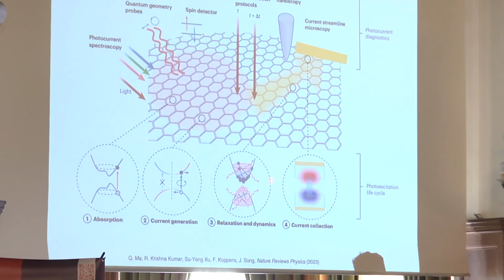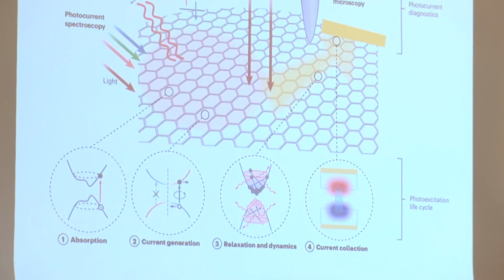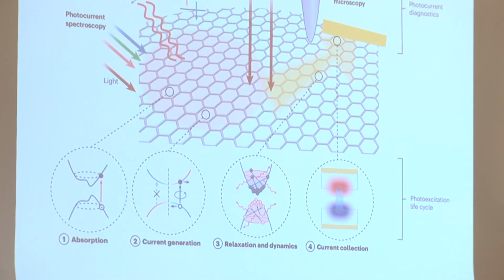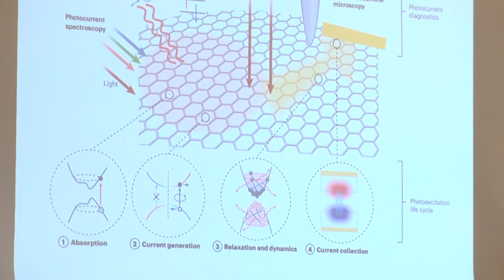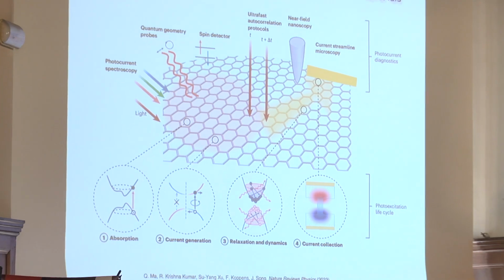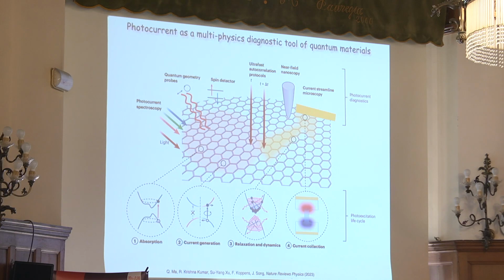You can also learn about dynamics in the system if you do this time resolved: relaxation dynamics, dynamics of how carriers move in the system. And then by making spatial maps, you can also learn about spatial profiles in the system through the current collection behavior. So all of the steps in a photocurrent generation mechanism are interesting and relevant. It makes interpretation of your data sometimes challenging, so you really need to think about which of these aspects you're probing.